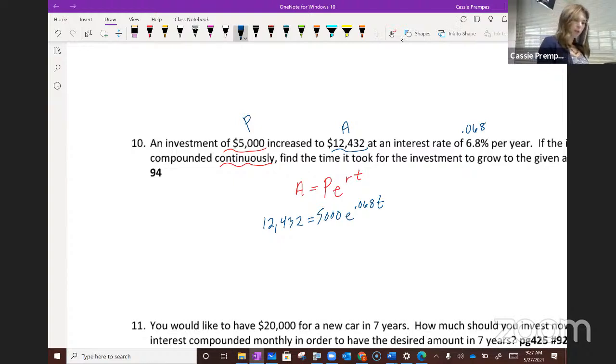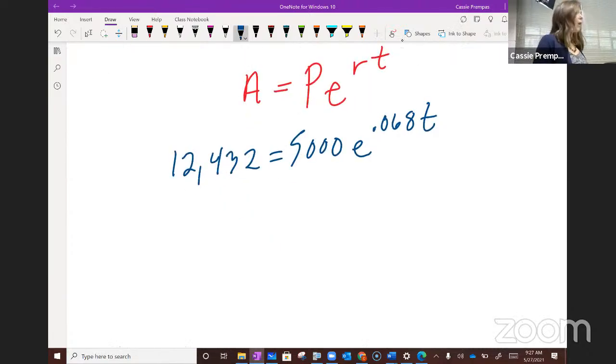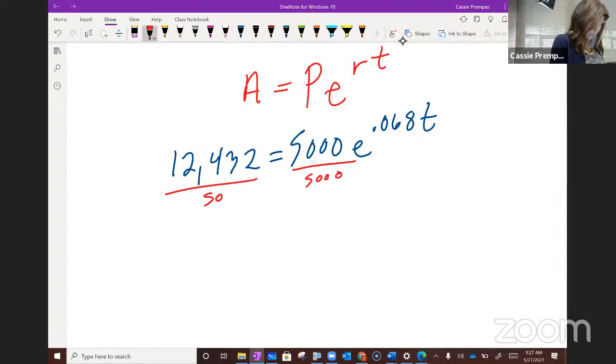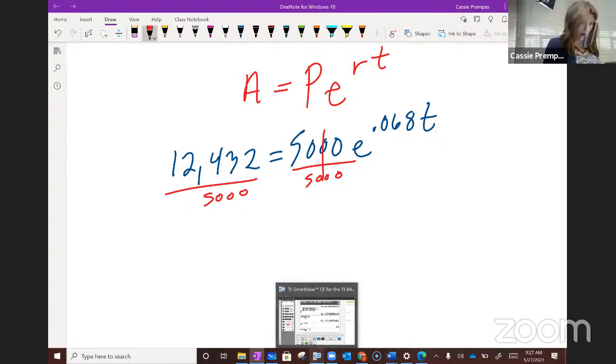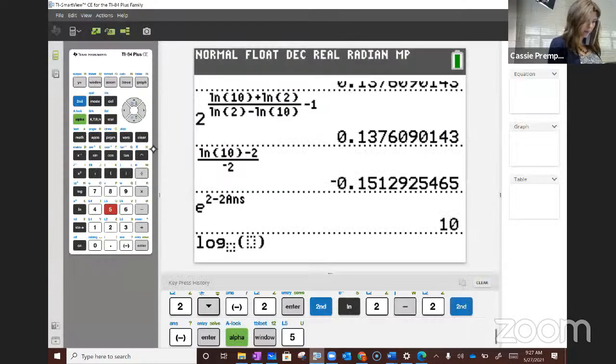So now this is an equation that we do need to know how to solve. What would be our first step? Good, divide by 5,000. You have to isolate the base before you can start using those logs. So we have 12,432 over 5,000. If that turns out to be a decimal, we want to try to keep it in fraction form because you never want to round within the context of a problem.